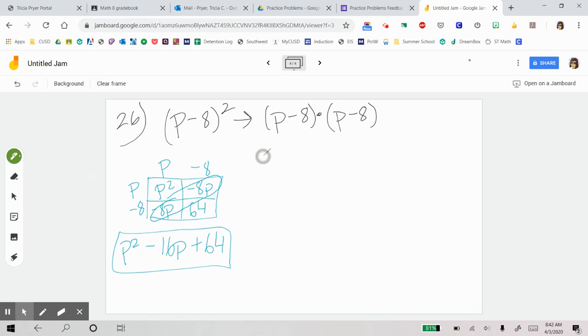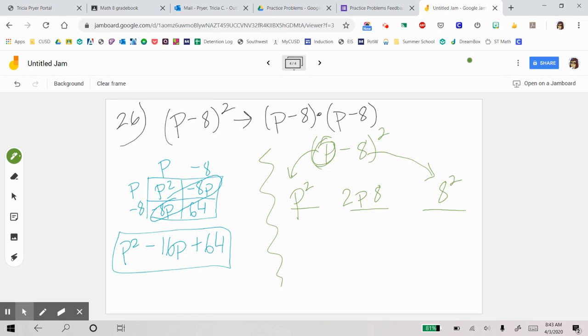There's also the shortcut way. P minus 8 squared is a special case. That is a binomial square. And a binomial square simplifies to a perfect square trinomial. So we get the first term by squaring the first term. We get the last term by squaring the last term. And the middle term is just double the two terms multiplied. 2 times p times 8.